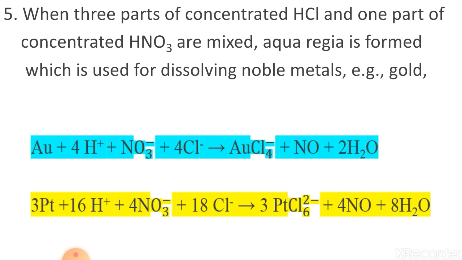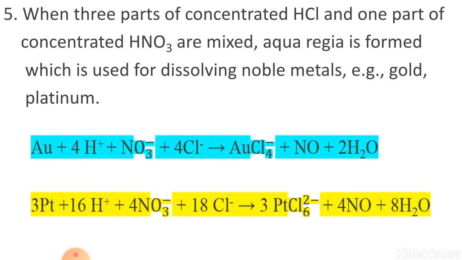So maybe one time a question may arise, what is the composition of aqua regia? In that condition, you have to write that 3 parts of concentrated HCl and 1 part of HNO3 form a mixture that is known as aqua regia. Now this aqua regia is used for dissolving noble metals which are not easily dissolved in HCl or HNO3. These noble metals are gold and platinum.